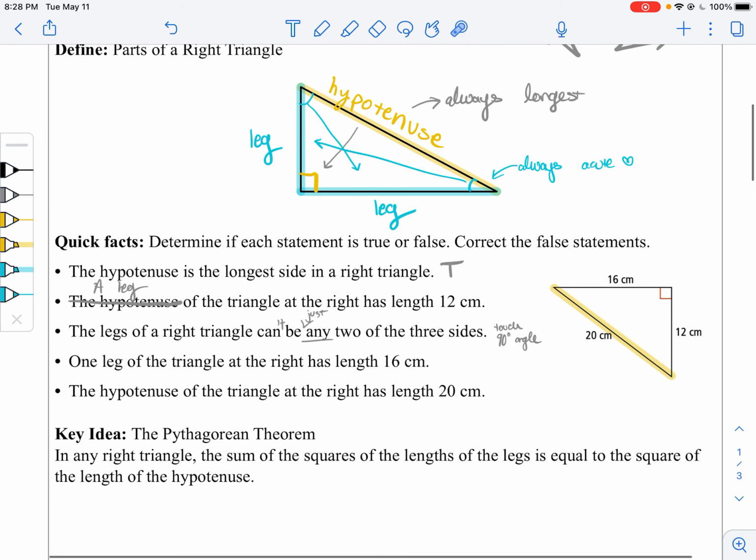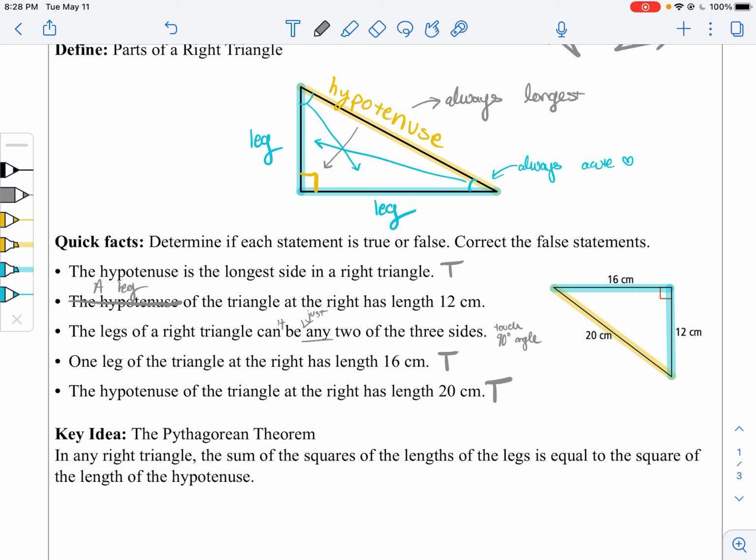Anyway, a leg of the triangle at the right has length 16 centimeters. Is this a leg? Yes, this guy is a leg. This guy is also a leg, so that's cute. Yay, true. And finally, the hypotenuse of the triangle at the right has length 20. Is this the hypotenuse? That is the hypotenuse. So this is a true story.